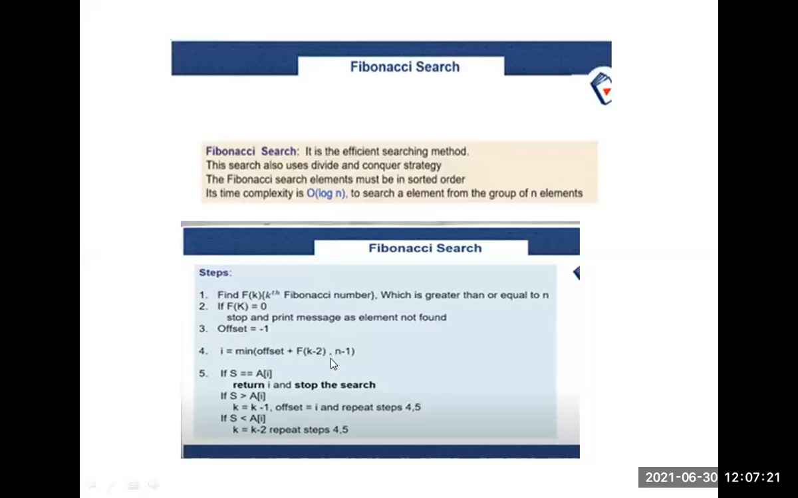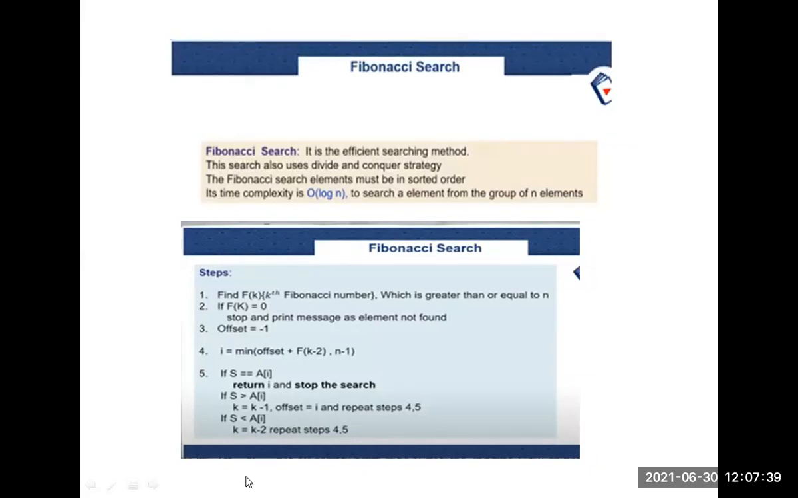So, two topics remaining on searching, that is Fibonacci search and hashing. We will discuss Fibonacci search. It is an efficient searching method. This searching method also uses the divide and conquer technique.